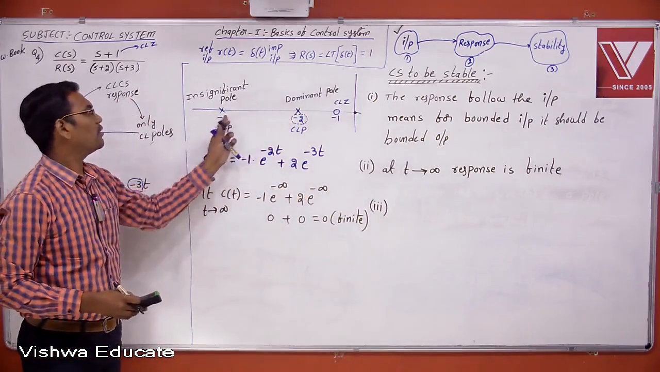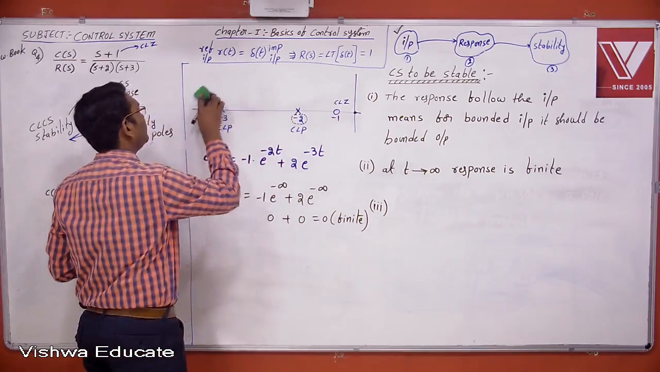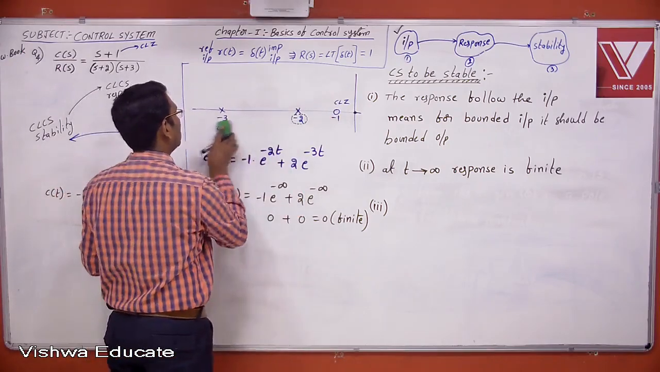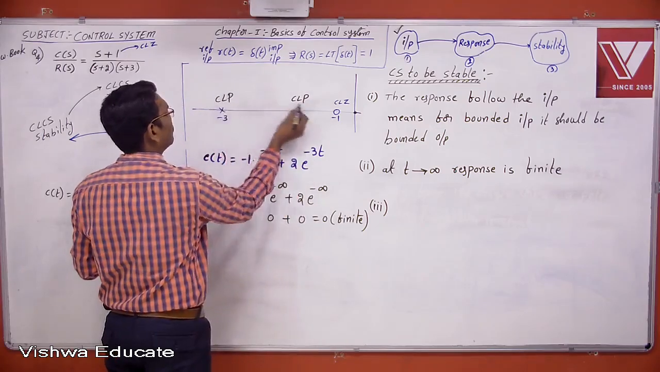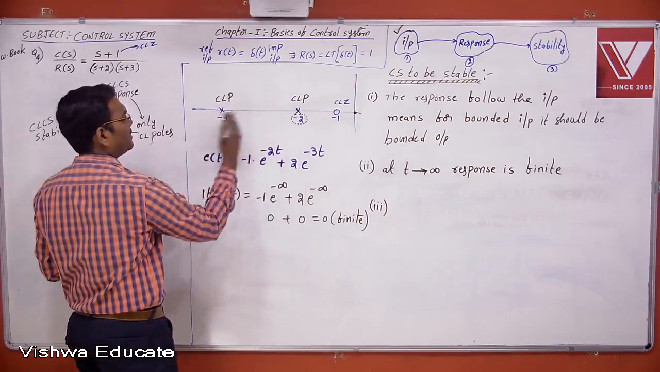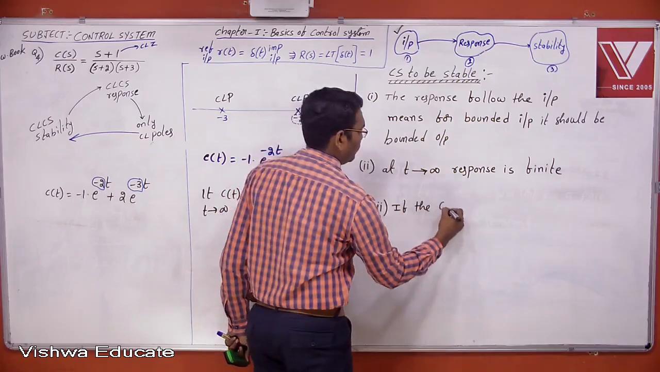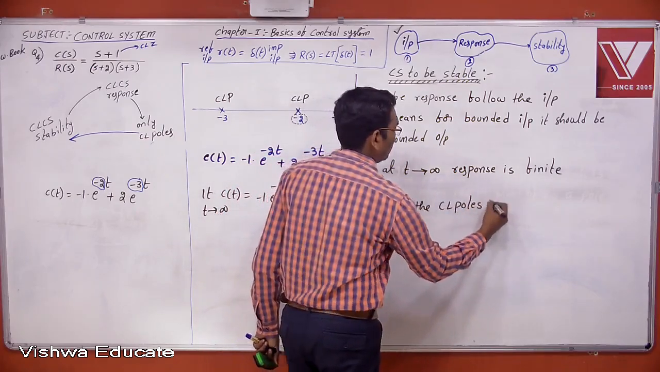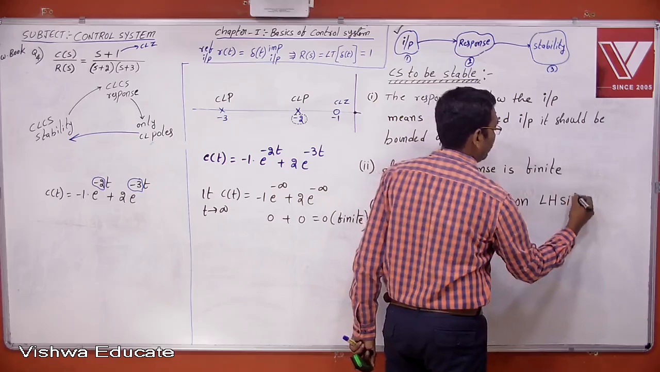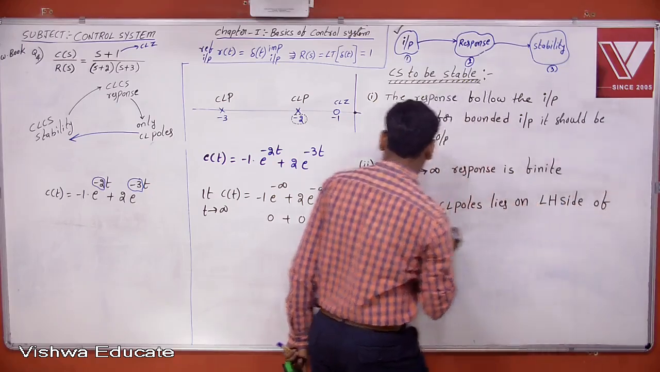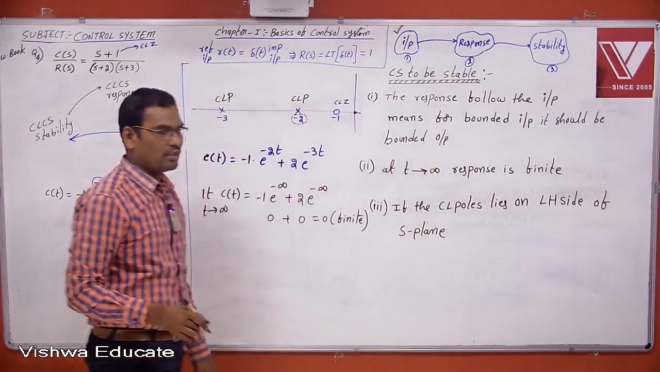Now see here the closed loop poles. Where are the closed loop poles? Now this is the closed loop pole. If the closed loop poles lie on the left hand side of the S plane, then the closed loop control system is stable.